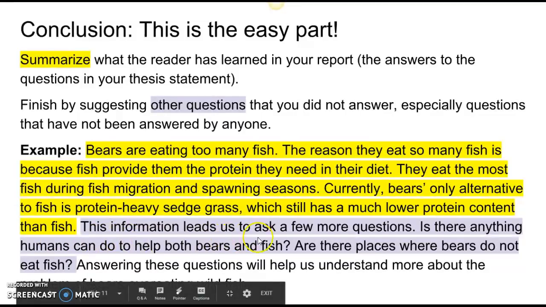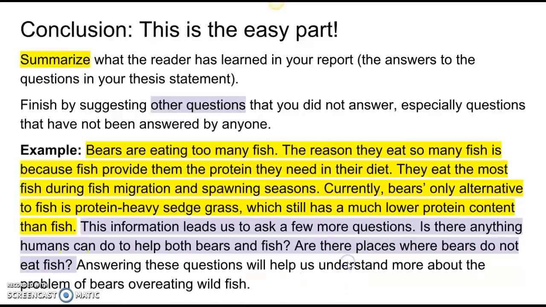This information leads us to ask a few more questions. Notice that this is a transition sentence, leading us from the answer part of our conclusion into the question part. Is there anything humans can do to help both bears and fish? Are there places where bears do not eat fish? Answering these questions will help us understand more about the problem of bears overeating wild fish. The last sentence just sums it up.